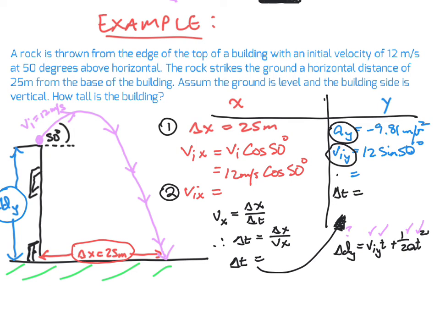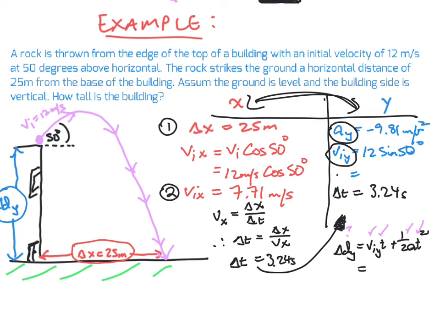So let's actually work this out, and we can figure out that Vix, if we work it out, will give us a value of 7.71 meters per second. And when we put that through the mill to get delta t, we get a value of 3.24 seconds. Now we can bring that 3.24 seconds because we know t is shared in the x and y, and it's a lovely intermediary. And we've got three of them, so we can now solve for delta dy.